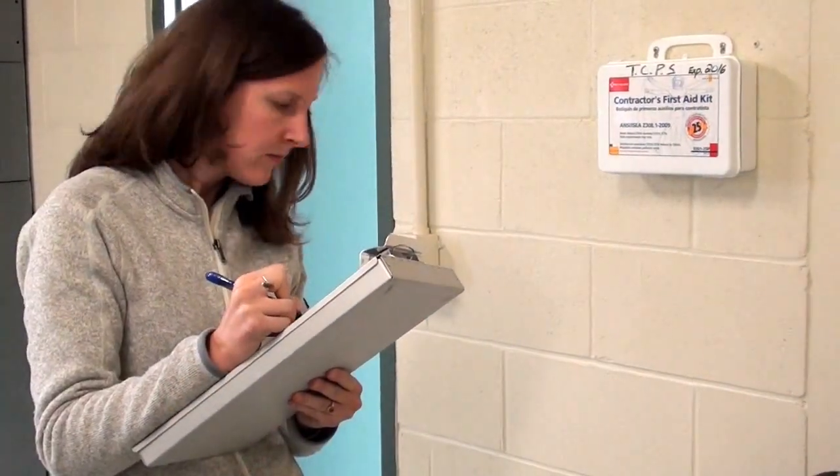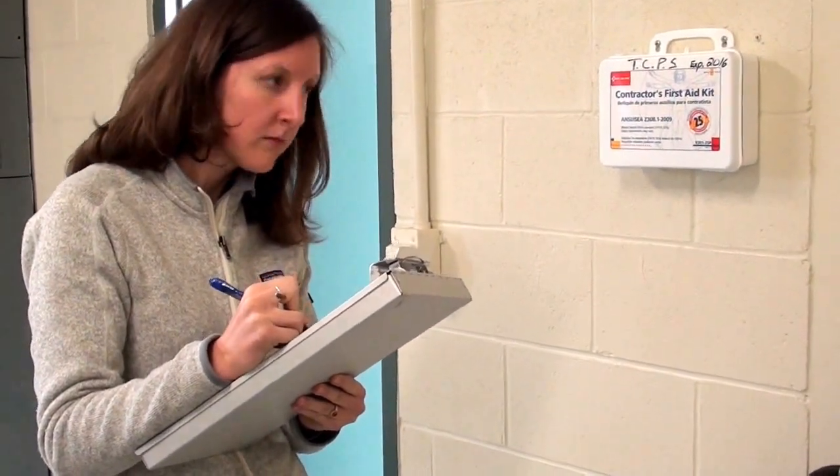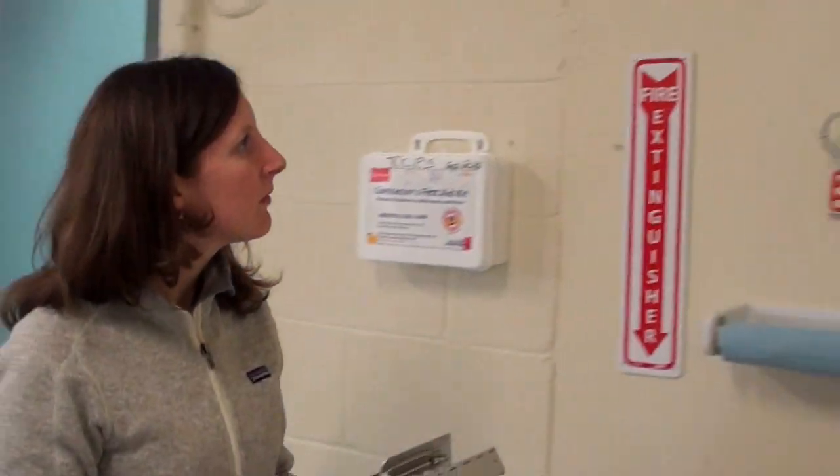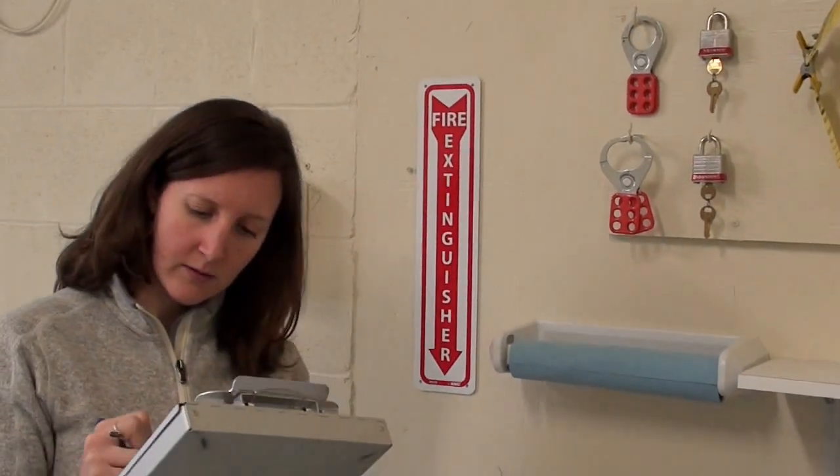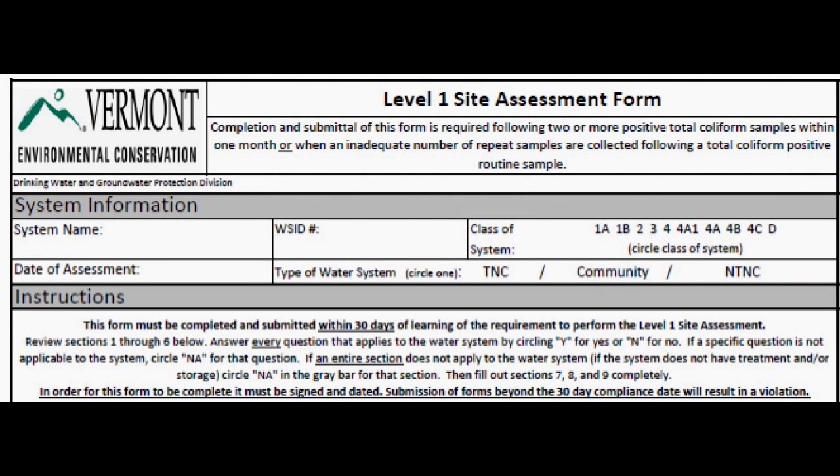If an entire section doesn't apply to the system, such as if the system doesn't have treatment or storage, circle NA in the gray section bar. Before starting the assessment, enter system info, including system name, WSID number, the class of system, the date the assessment was performed, and circle the type of the system.